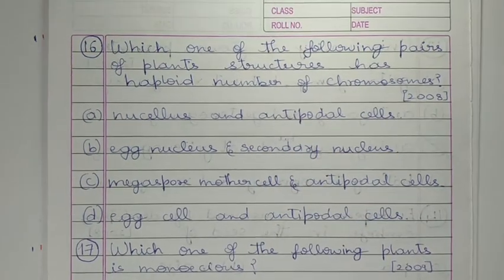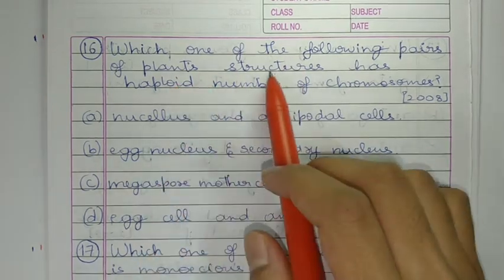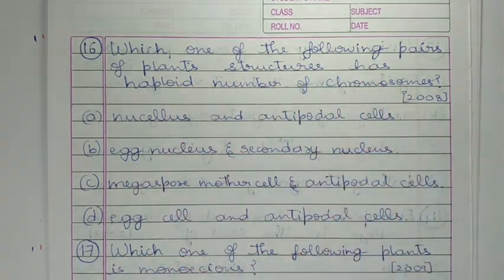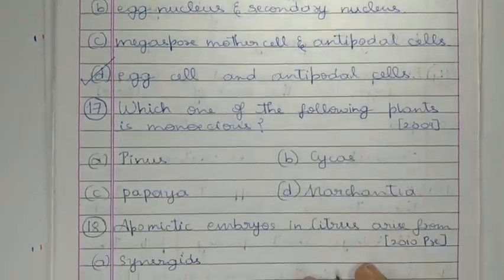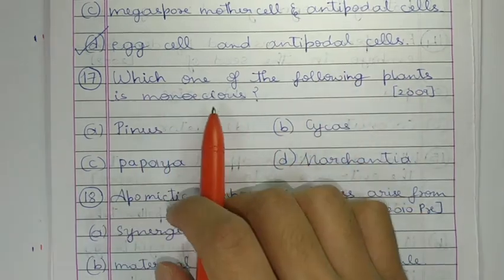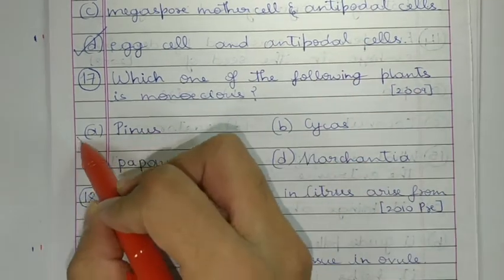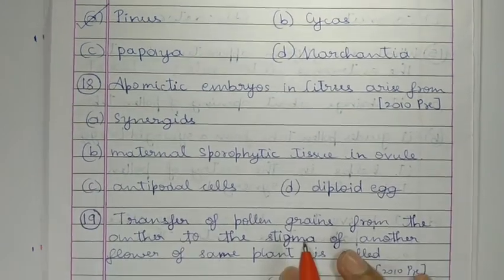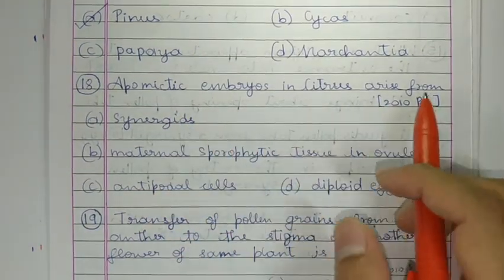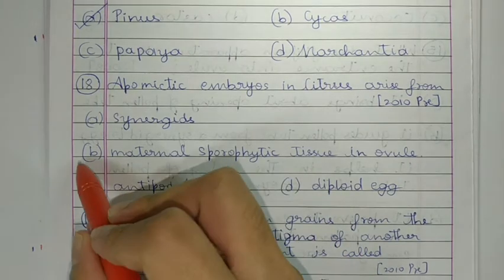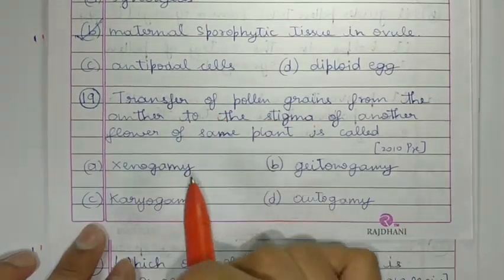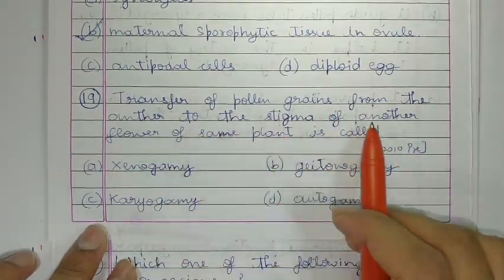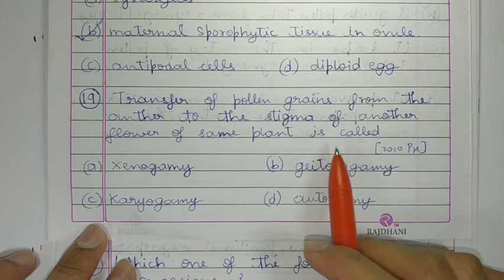16. Which one of the following pairs of plant structures has haploid number of chromosomes? It is egg cell and antipodal cells, option D. 17. Which one of the following plants is monoecious? It is A, Pinus. 18. Apomictic embryos in citrus arise from option B, maternal sporophytic tissue in ovule. 19. Transfer of pollen grains from the anther to the stigma of another flower of same plant is called B, geitonogamy.